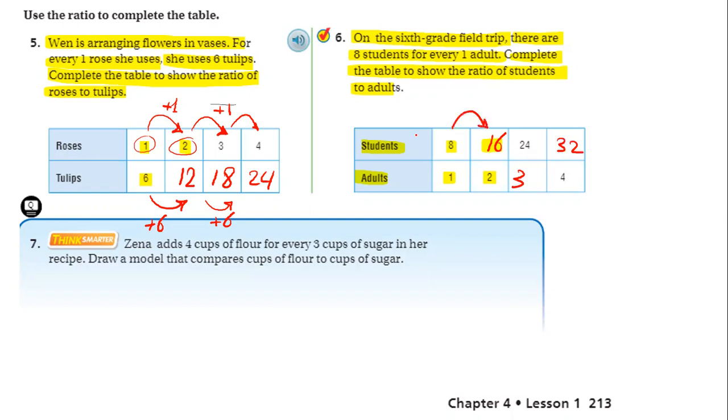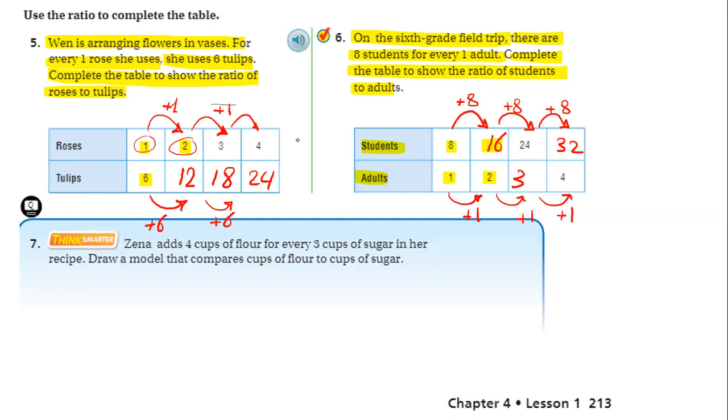What is the increasing number each time here? 8 plus what equals 16? 8. 16 plus what equals 24? 8. The increasing number is 8. And here the increasing number is 1. Excellent. Good job, Abdullah Basri. Thanks for the solution.